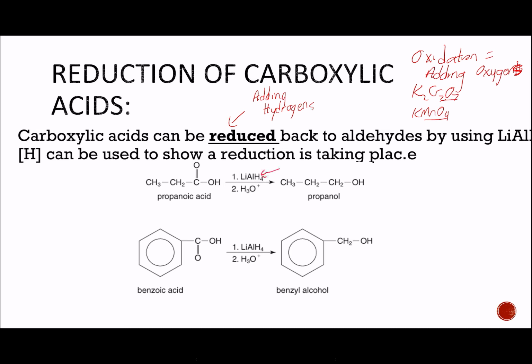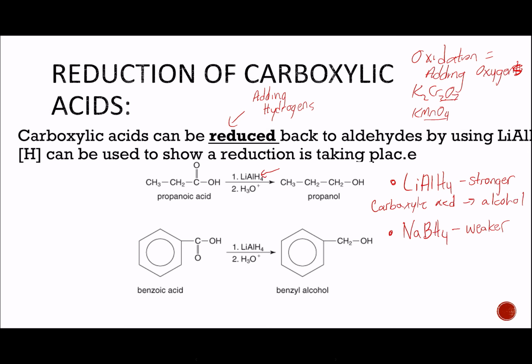LiAlH4 is an excellent reducing agent. There's two reducing agents you need to be aware of for organic chemistry, and they look extremely similar to each other. The two of them are LiAlH4, that'll do reduction, and the other one is NaBH4. Now the difference between the two is lithium aluminum hydride is stronger and sodium borohydride is weaker, meaning that if you have lithium aluminum hydride, it'll take a carboxylic acid all the way back to an alcohol.